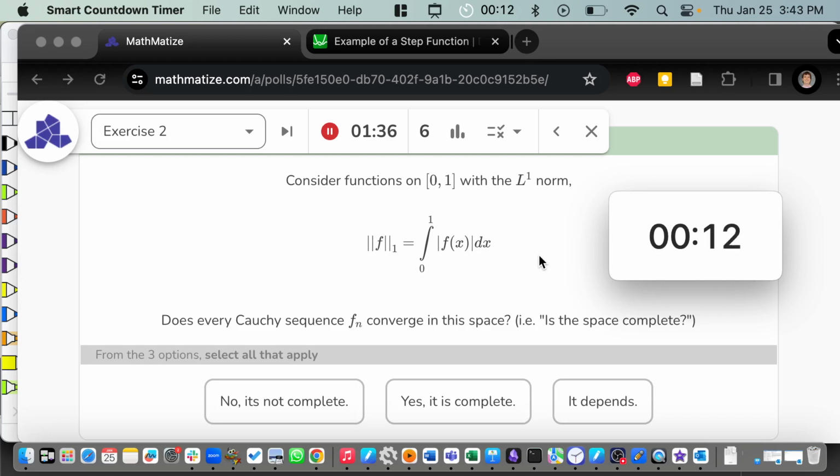Okay, put in your guesses. Is the space L1 complete? If you have a sequence of functions that are converging in L1, if you have a Cauchy sequence in L1, is it convergent, right? Is it complete? Does every Cauchy sequence converge? Okay.